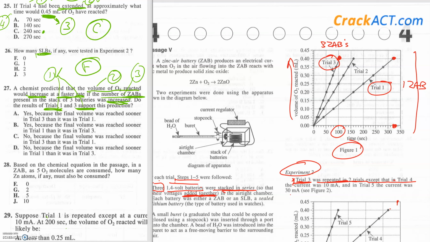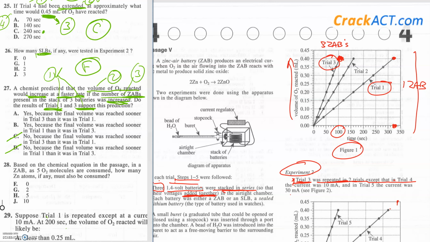So he predicted that the volume of O2 would increase at a faster rate. It does, right? We saw that here. With 3 ZABs, the more batteries, the ZAB batteries, the faster it goes. So the first part of it is, yes, he's correct. His hypothesis is correct. So that means anything that has no in it is gone. Now we just have to find the right answer.